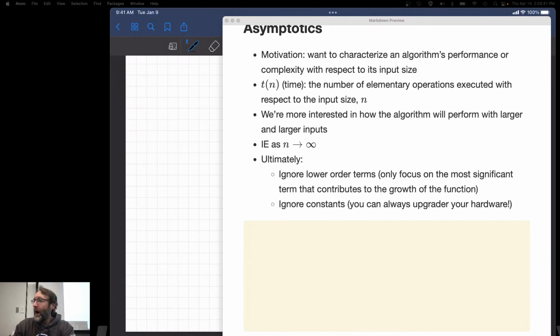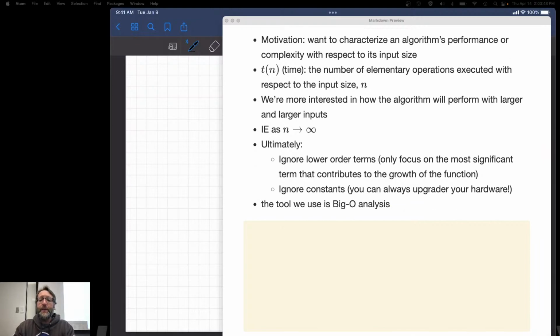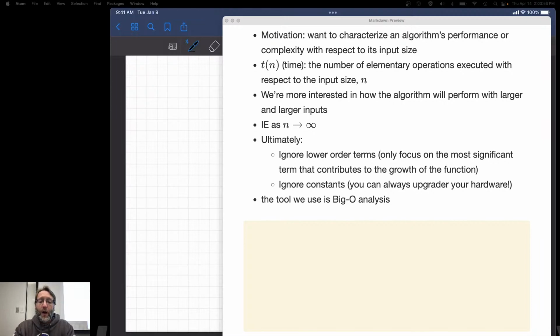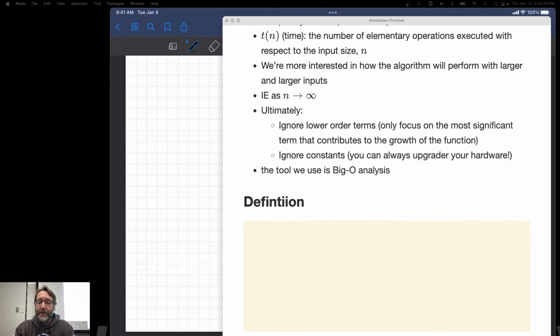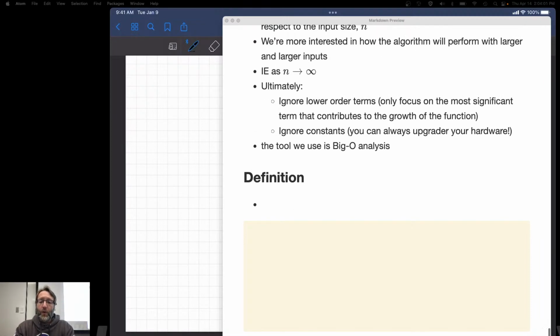Okay. Anyway, the tool that we're going to use for this is big O analysis. As I hinted at last time, big O is just O. It's Omicron technically, but the Greek letter Omicron is the same as O, so there is really no difference. Let's go ahead and get into it with the definition. Right? So here's the definition.